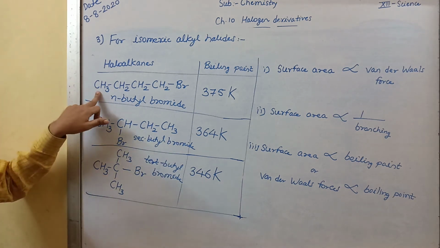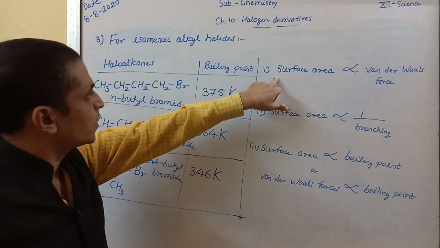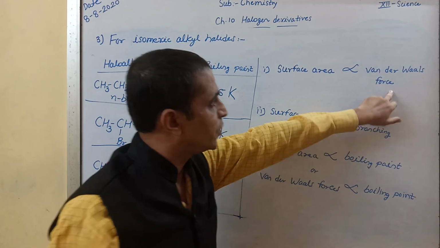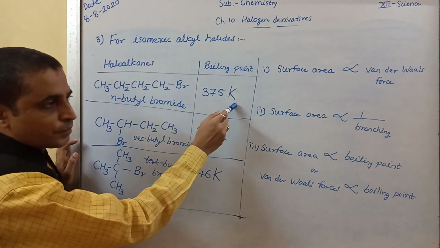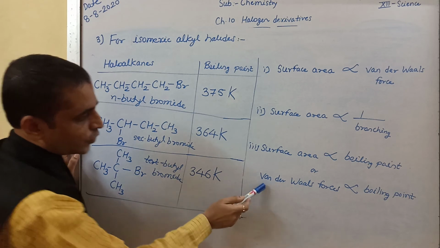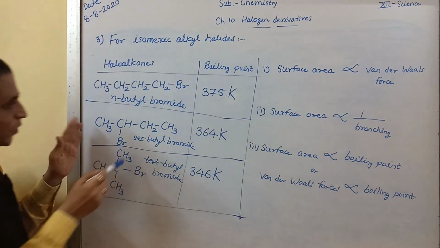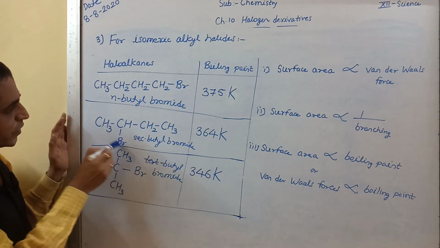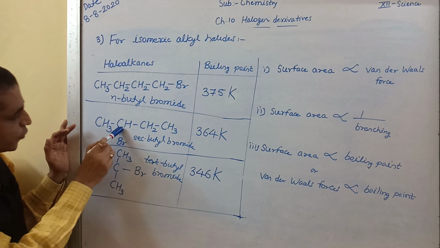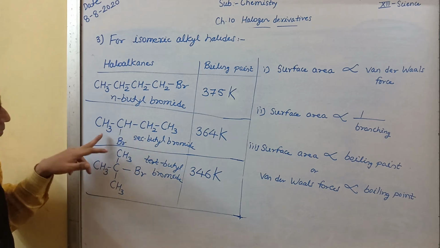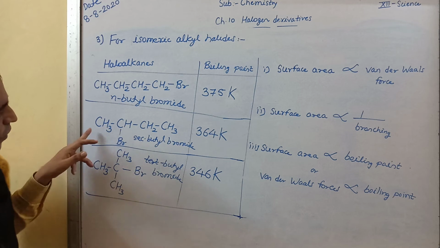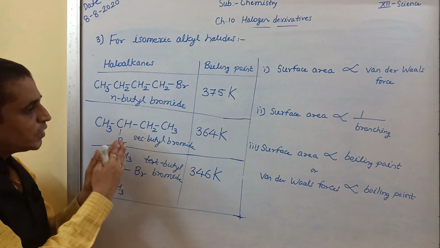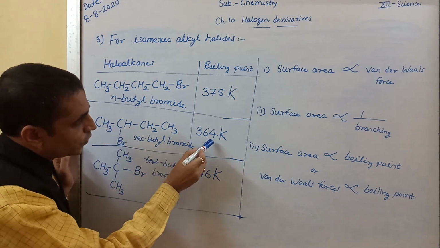For this n-butyl bromide, see this relation. Surface area is more, so van der Waals force is more, and therefore the boiling point is more. According to this reason, van der Waals force is more, boiling point is more. But see what happens here. One branch is there, and that branch affects the packing of the secondary butyl bromide, and therefore branching reduces the surface area. So the boiling point goes on decreasing.